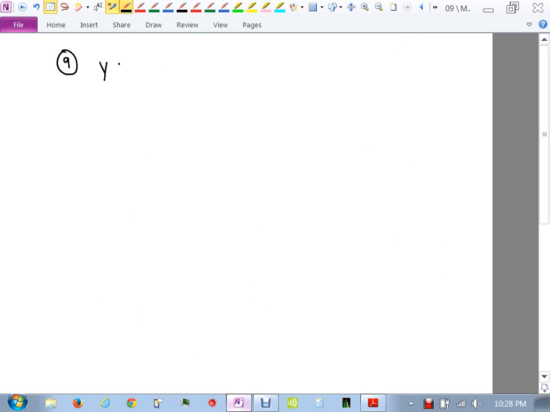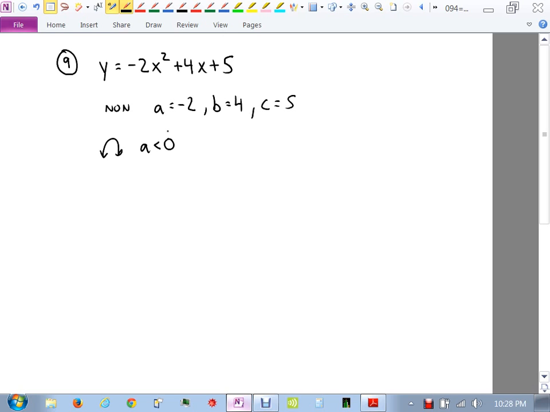Now, sketching a parabola in non-standard form. So since it's non-standard, I know A, B, and C. I know it's going to open down because A is negative in this problem. The vertex, I'm going to have to work to get. I use the formula h is equal to negative b over 2a, which is negative 4 over 2 times negative 2, which is negative 4 over negative 4, which is 1.